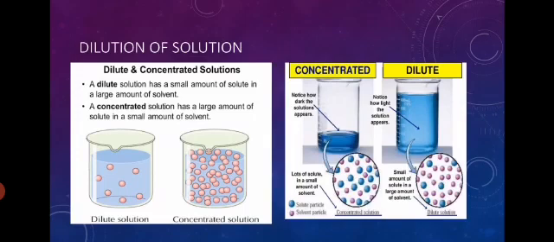Next is dilution of solution. There are two types of solution which depend on the amount of solute. Number one is dilute and number two is concentrated solution. A dilute solution has a small amount of solute in a large amount of solvent. A concentrated solution has a large amount of solute in a small amount of solvent. So in the concentrated solution, the amount of solute is more, and in the dilute solution, the amount of solute is less.